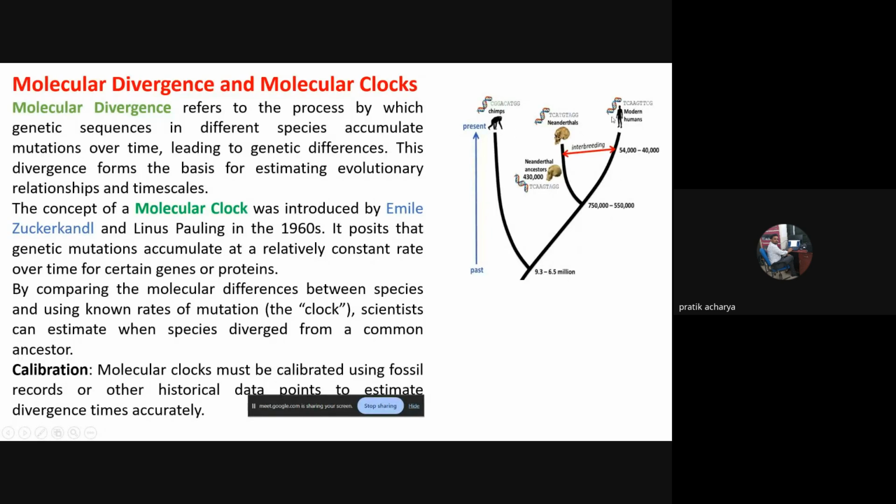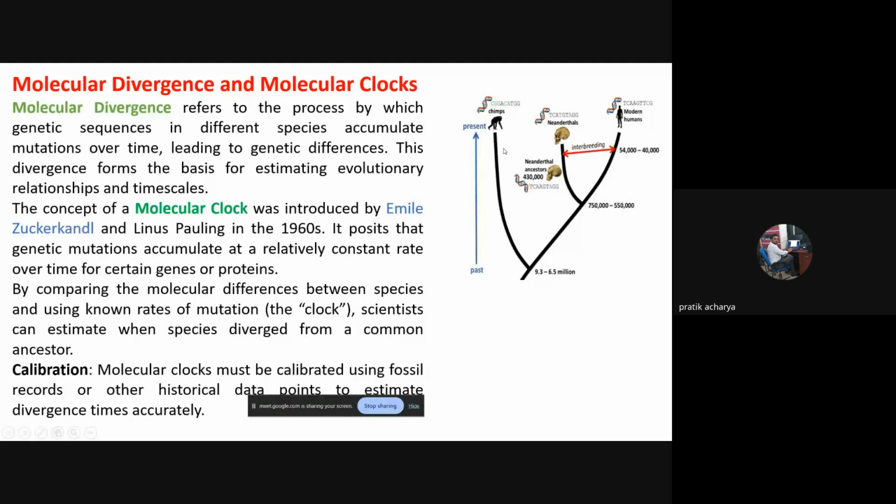That means the mutation from this and the mutation from this, generation after generation, a certain group of chimpanzees accumulate certain mutations and form Neanderthals. And these Neanderthals accumulate mutations generation after generation and form the modern human being. This is the case. Okay, we can compare these mutations and express them.